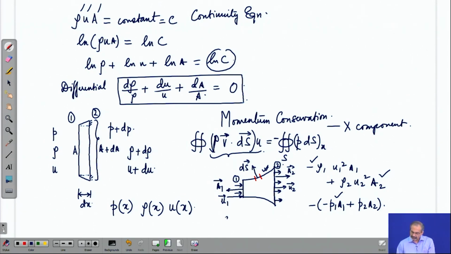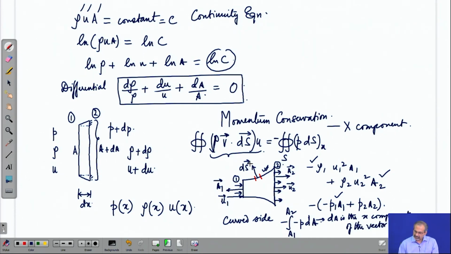Now, let us look at the curved side. On the curved side, you have a contribution coming like this. What is this dA? dA is the x component of the vector ds. The ds vector has an x component because it is not pointing normal to the flow direction. It has a tilt, and therefore, it has a component along x. It does not have a component only along y, but it also has a component along x, and this dA is that component that we are talking about.